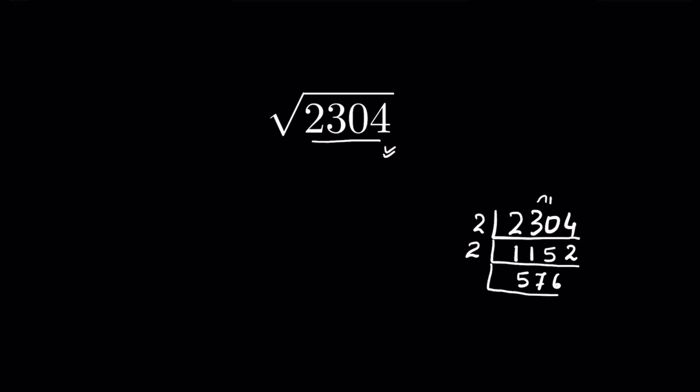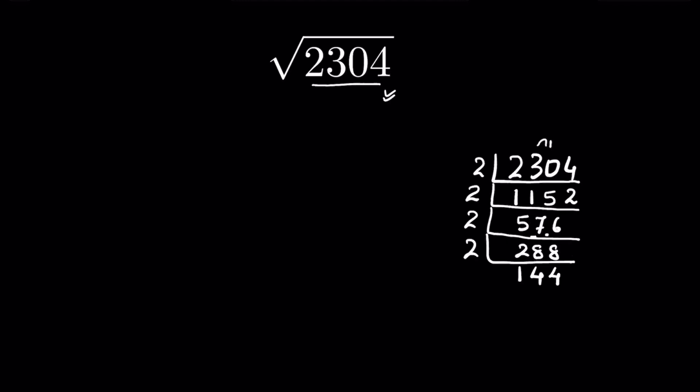Again, divisible by 2. So 2 times 2 is 4. 1 carryover. Now this is 17. The closest number is 16, which is divisible by 2. So 2 times 8 is 16. Now again 1 carryover. Now this is 16. So 2 times 8 is 16. Again divided by 2. 2 times 1 is 2. 2 times 4 is 8. And 2 times 4 is 8.